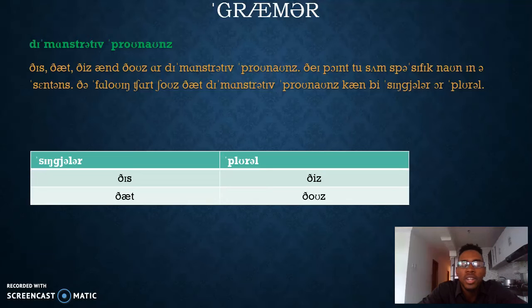Okay, but there is a rule. When we use the singulars, after the singular we are going to use the indefinite article, that is a or an. This is a. This is an. That is a. That is an. That is an office. That is a car. Like that.